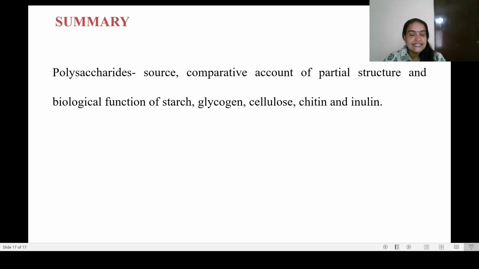So in this session, we have seen the different polysaccharides, their partial structures and their biological functions. The polysaccharides include starch, glycogen, cellulose, chitin and inulin.